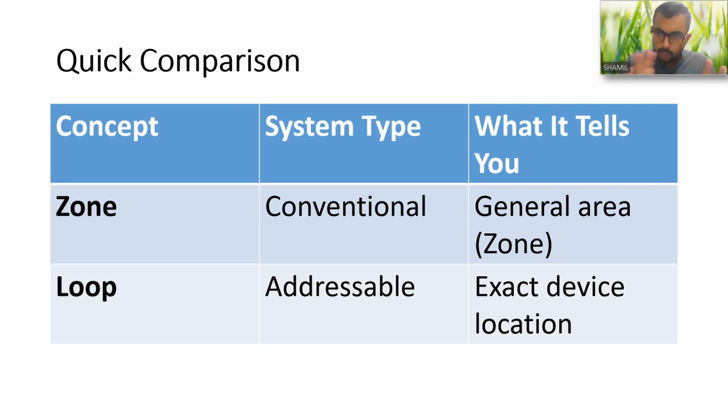To quickly compare, we have two concepts: the zone concept and the loop concept. The zone concept is used in the conventional system, and it will tell you which zone, a general area, is affected. The loop is used in the addressable system, and it will give you the exact device location where the fire or the fault has occurred. This is the quick comparison between zone and loop.